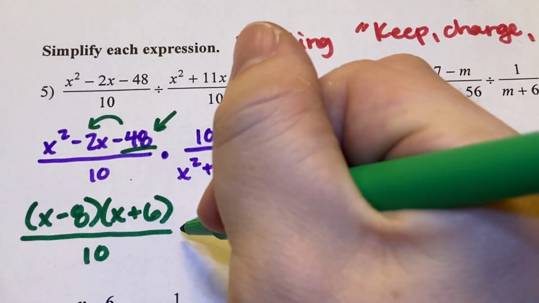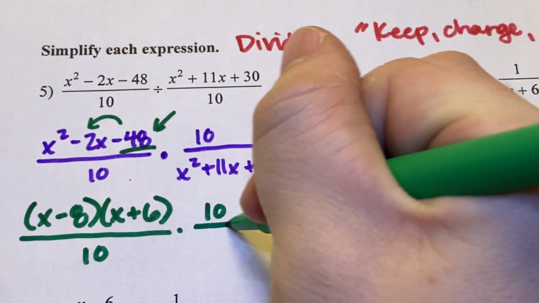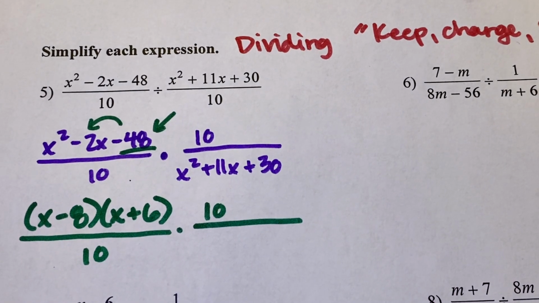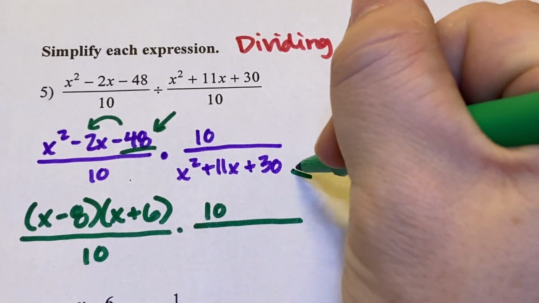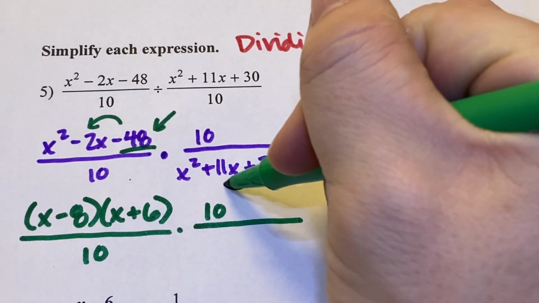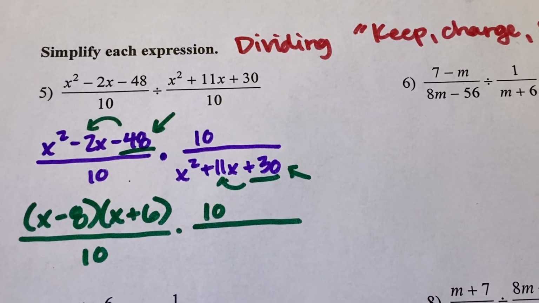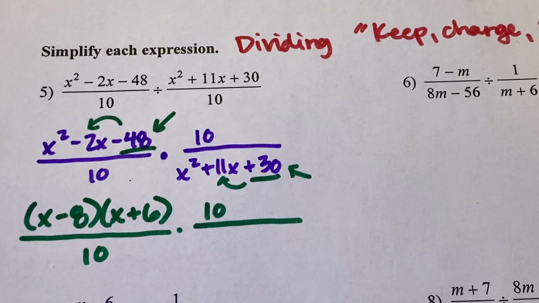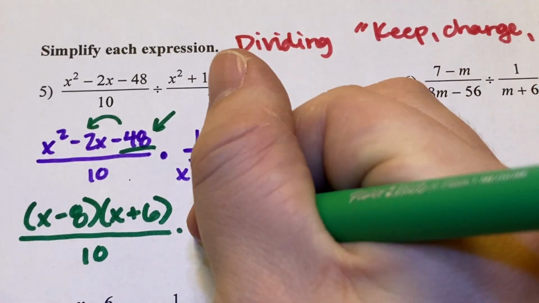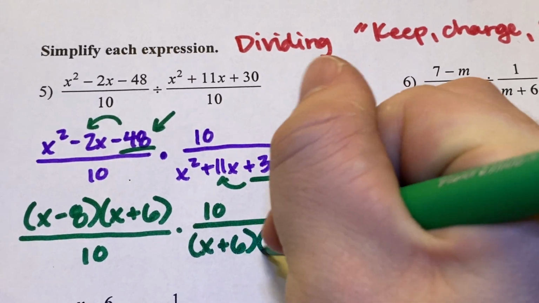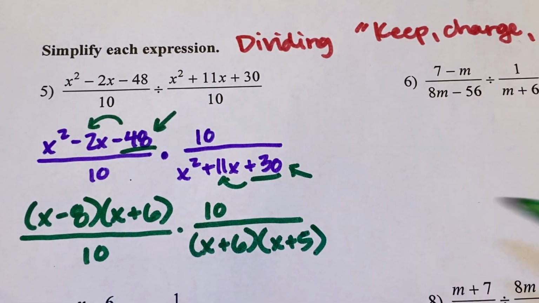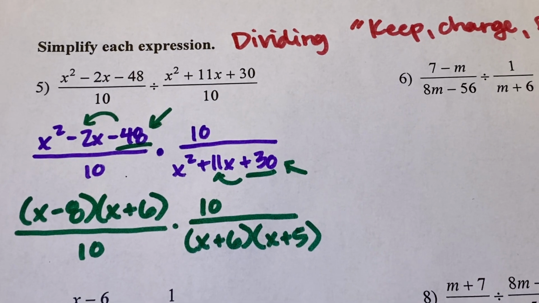Okay, now my other guy. 10 is on top. We're going to keep him 10 as well. Now let's go ahead and factor this denominator. What two numbers multiply to 30 and add to 11? 10 and 2? No, it's 5 and 6, right? 5 and 6? We agree? I agree. X plus 6, x plus 5. Okay, keep, change, flip. We factored.